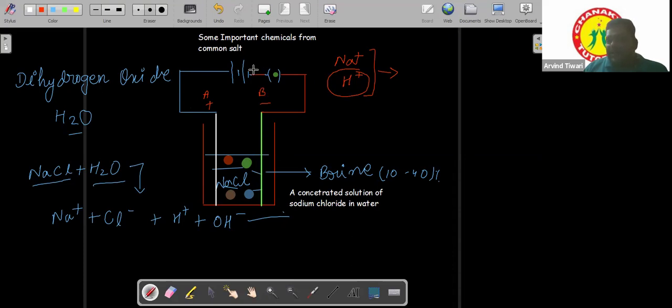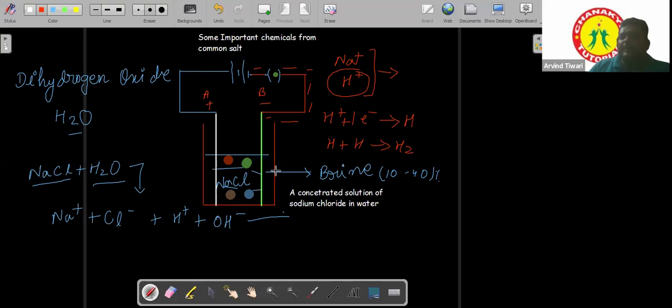Why? Because the negative charges travel from the negative terminal of the battery to this electrode, so this electrode has a lot of electrons on it. When H plus comes near it, it accepts one electron and becomes a neutral hydrogen atom. Two hydrogen atoms combine together to form a hydrogen molecule, which is hydrogen gas.